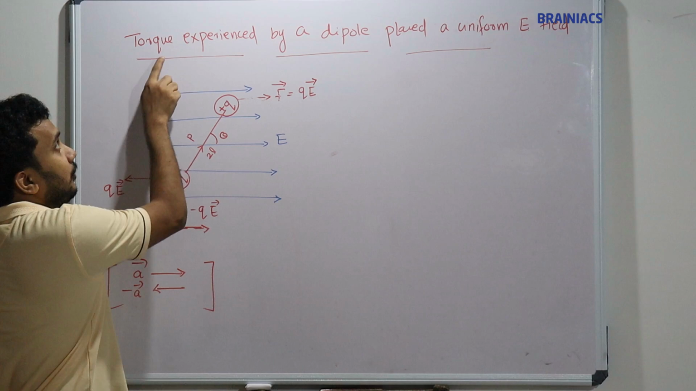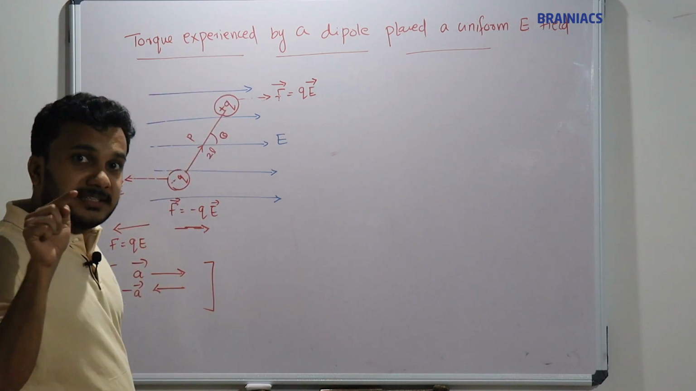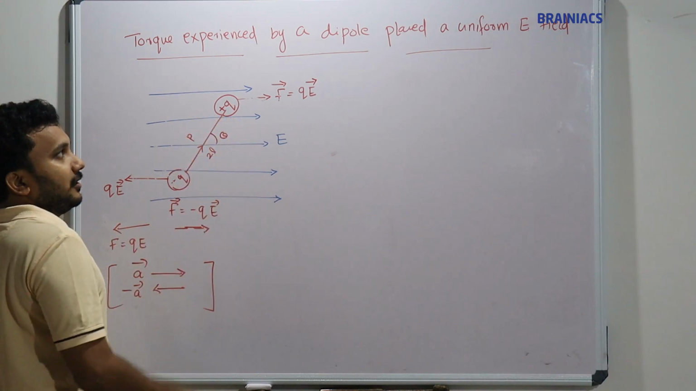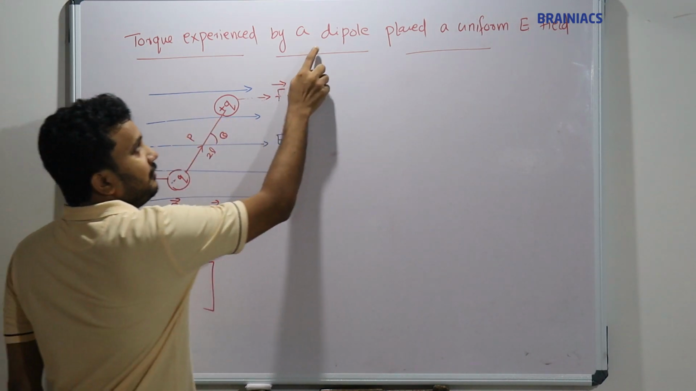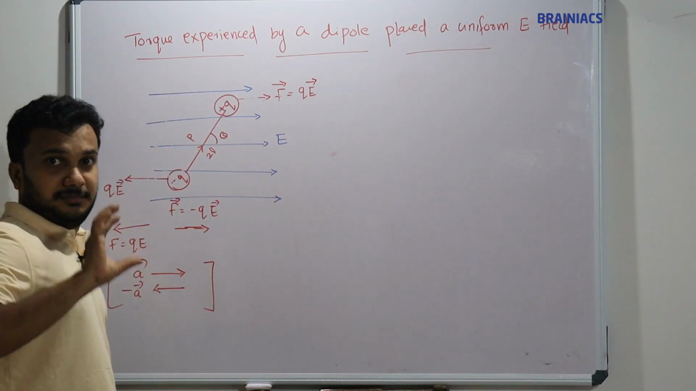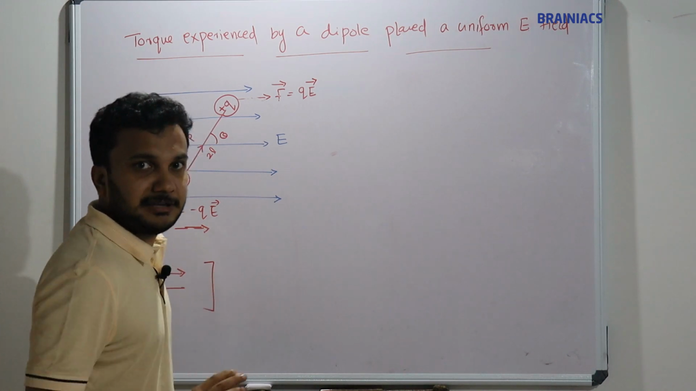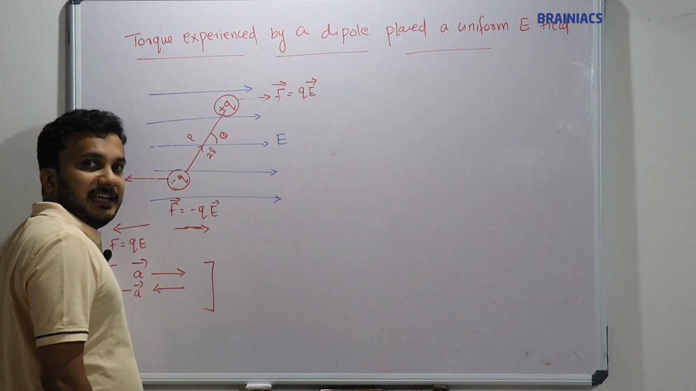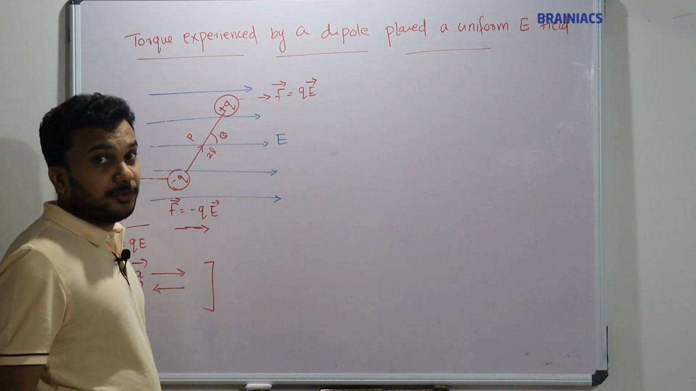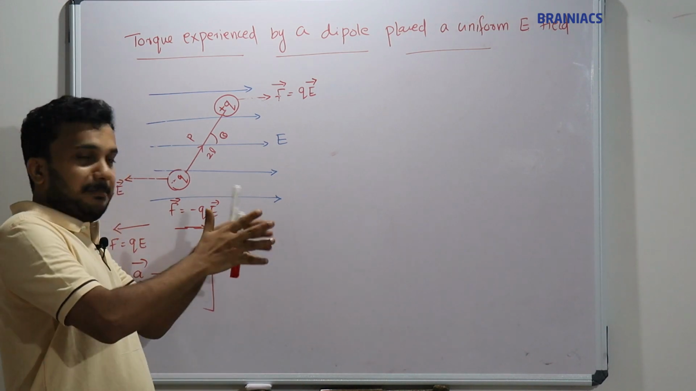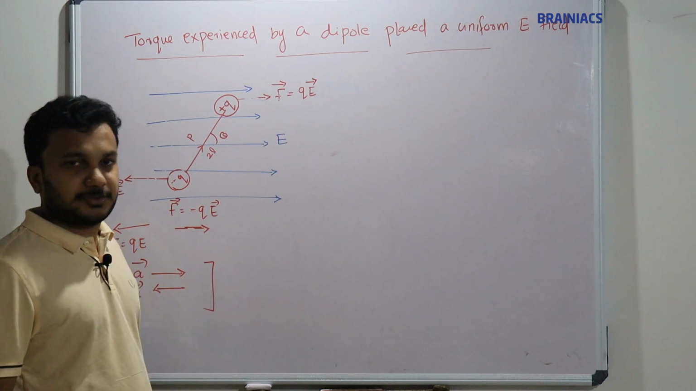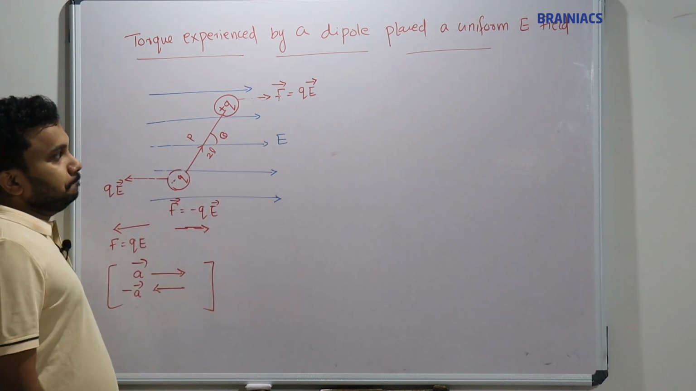So who is experiencing the torque here? The dipole is experiencing a torque, when the dipole is placed in a uniform magnetic field, or the same magnetic field. Uniform means same, non-uniform means different. What will happen if it is placed in a non-uniform magnetic field? That we will see at the end of the chapter. But now we will concentrate on this one.